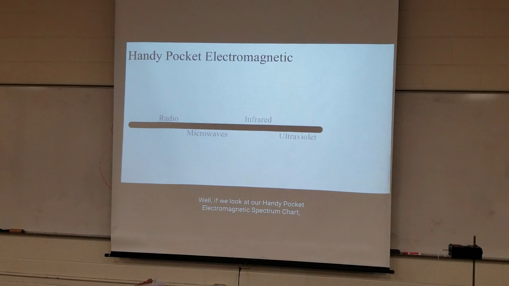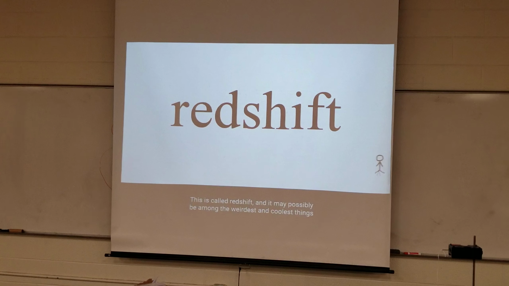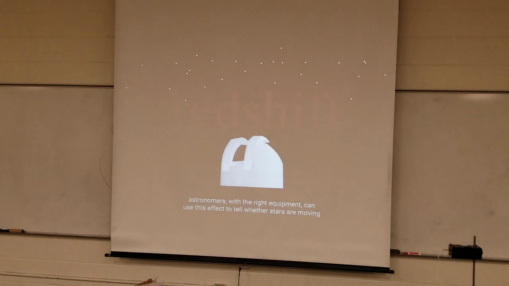Well, if we look at our handy pocket electromagnetic spectrum chart, we'll see that a small change in frequency for visible light will change its color. Higher frequency light waves means bluer light, and lower frequency light waves means redder light. This is called redshift, and it may possibly be among the weirdest and coolest things of all time. Stars, or anything that you can see, change color depending on their relative motion to you. Of course, you can't see this minute difference with your eyes, but astronomers with the right equipment can use this effect to tell whether stars are moving away from or towards Earth.